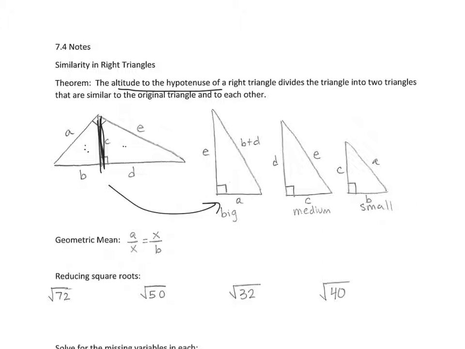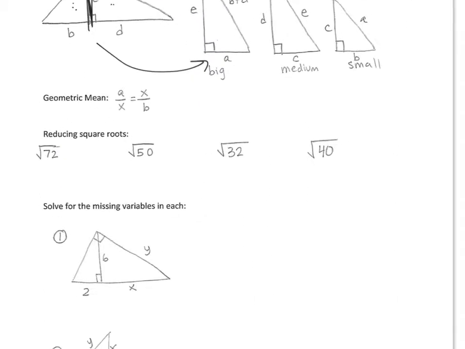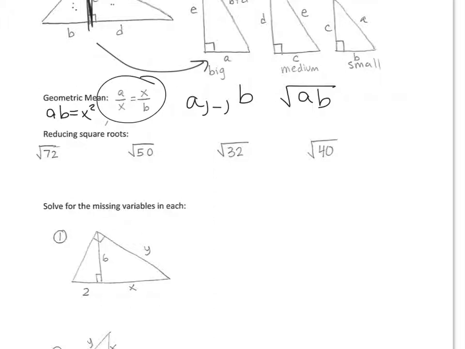That's the first part. The second part is the geometric mean. So the geometric mean is, if you have two numbers, A and B, and you're trying to find the number that's in between them, and it's a geometric sequence, you're going to take the square root of A times B. So it works like this. If you use the cross product property and say AB equals x squared, x equals the square root of AB.